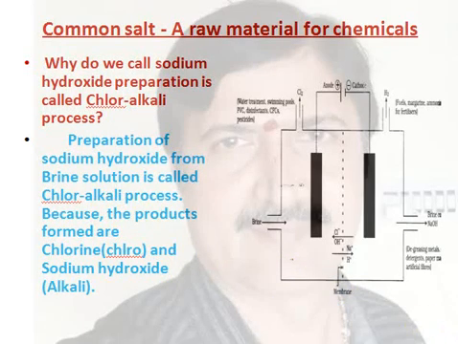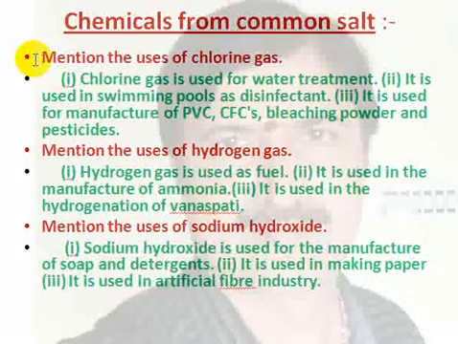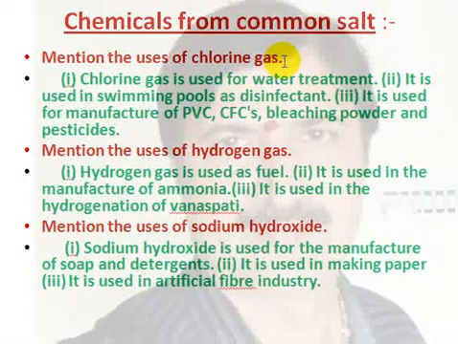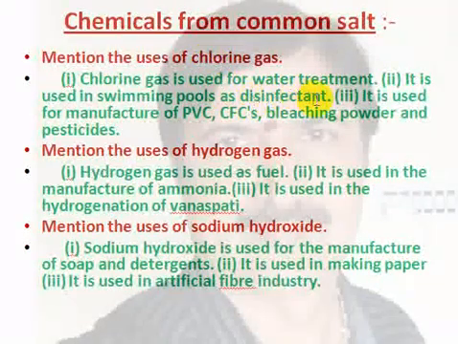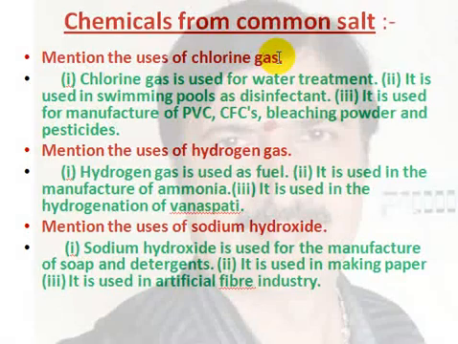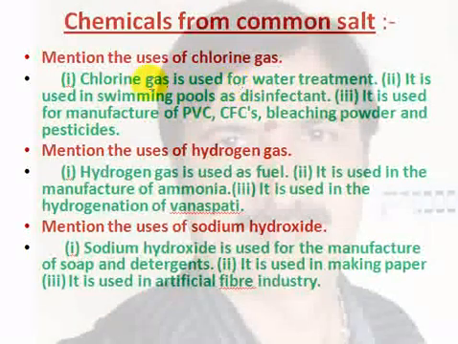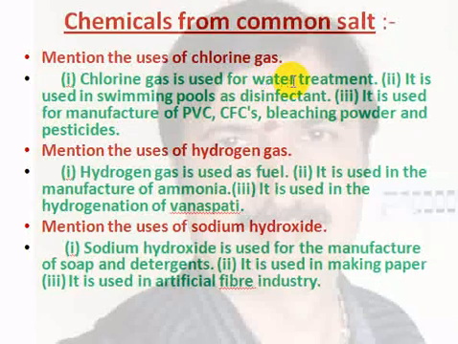Okay. Next, let us study the uses of the products we have obtained during chlor-alkali process. So the gas produced in this process is chlorine gas. Chlorine gas has disinfectant nature. That means it kills the germs which cause diseases. So chlorine gas is used as a disinfectant in the swimming pool, and it is also mixed with drinking water. If mixed with drinking water, it kills the germs that may be present in the drinking water.